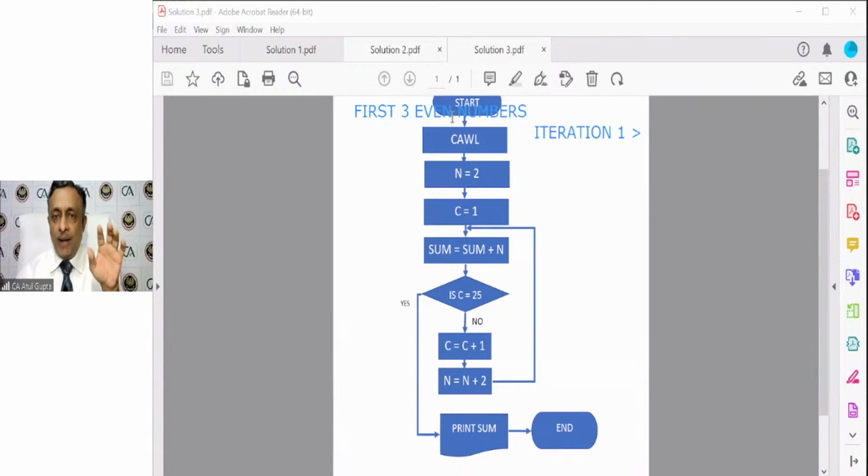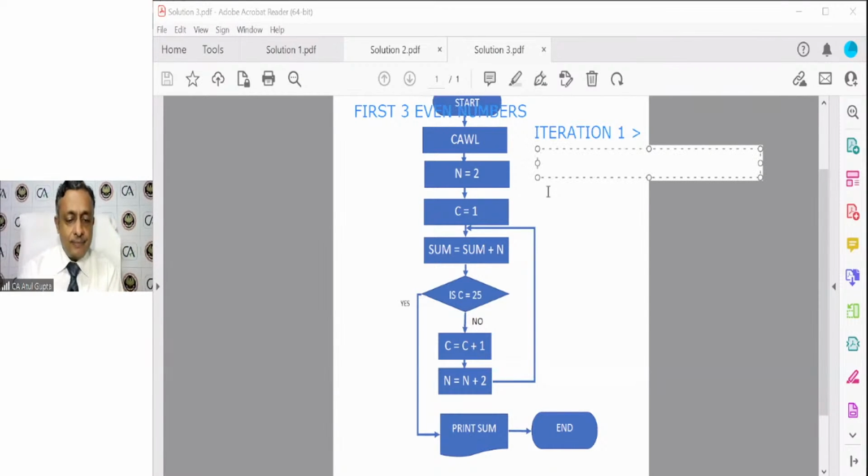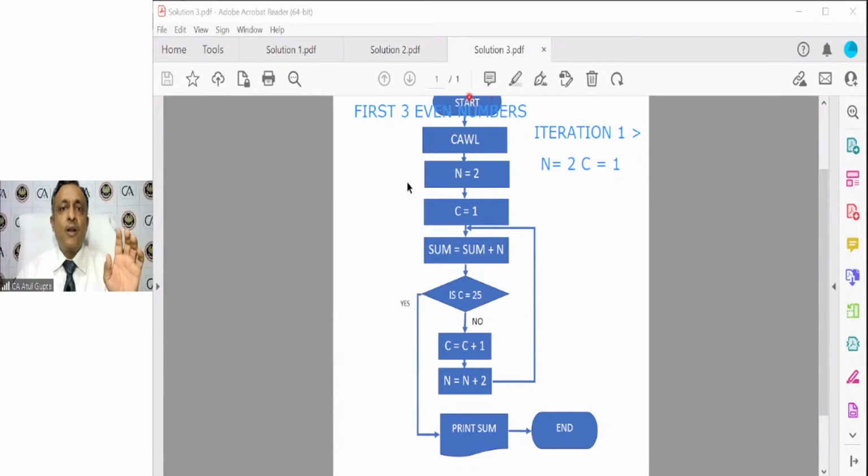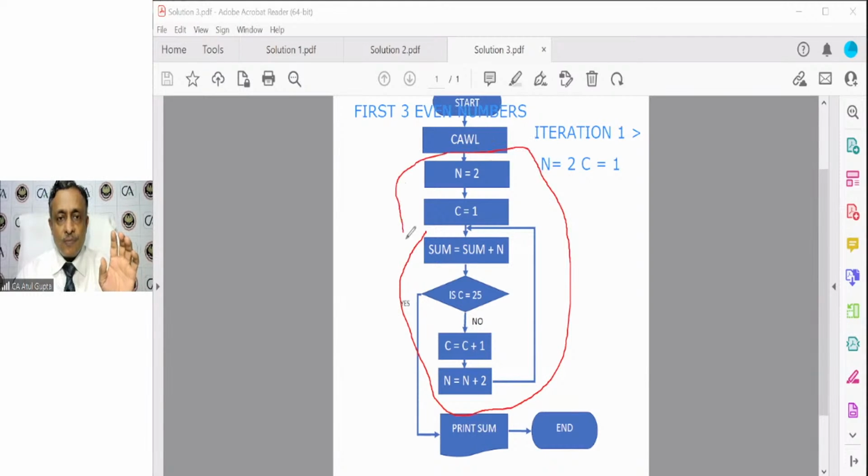As you go with iteration 1, what is the value of n? N is 2. What is the value of C? C is 1. Then we are in iteration 1. Our iteration is all steps from here to here. Please understand. Let me draw a line. When I say an iteration, all steps from this to here, that is my iteration.